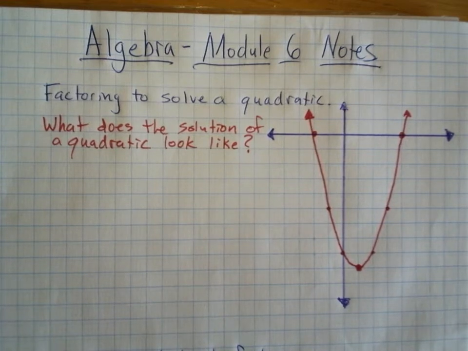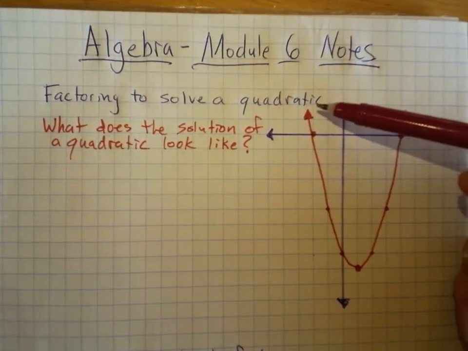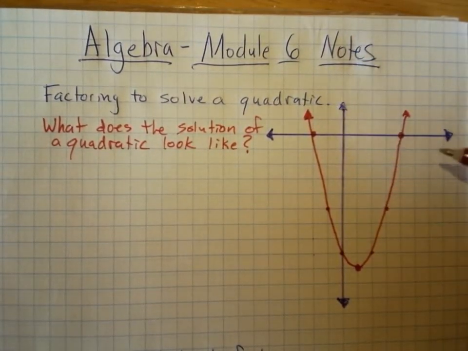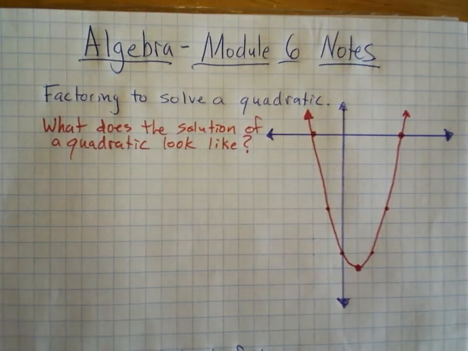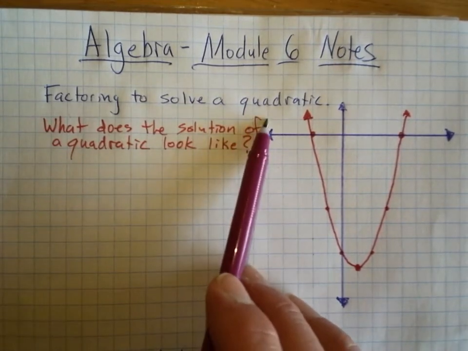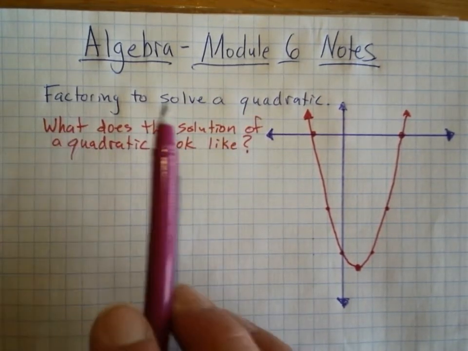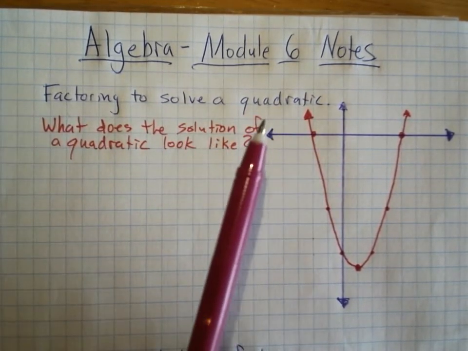We are going to be taking our love of quadratics and the parabola graph and start connecting it to factoring and what it means. This week we are going to be solving quadratics by factoring. So, what does the solution of a quadratic look like? That's really the main question.